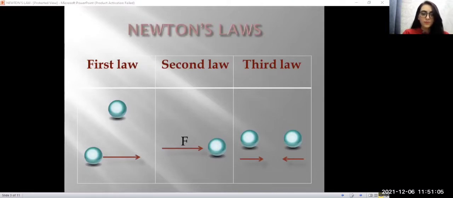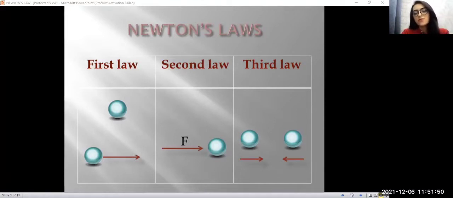Newton's laws. First law: an object in motion tends to stay in motion, and an object at rest tends to stay at rest unless acted upon by an unbalanced force. We see the first photo, and we see a circle. So we talk about Newton's first law.